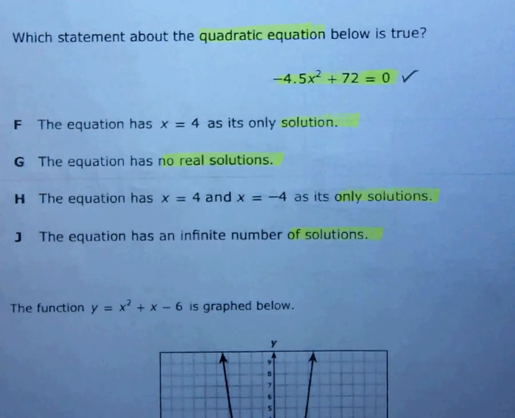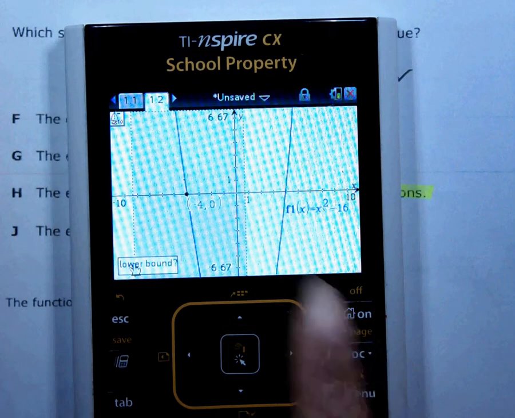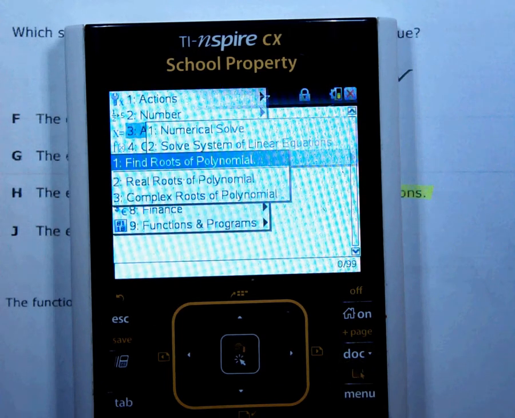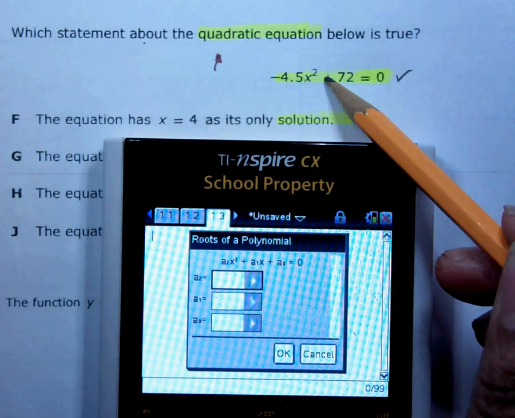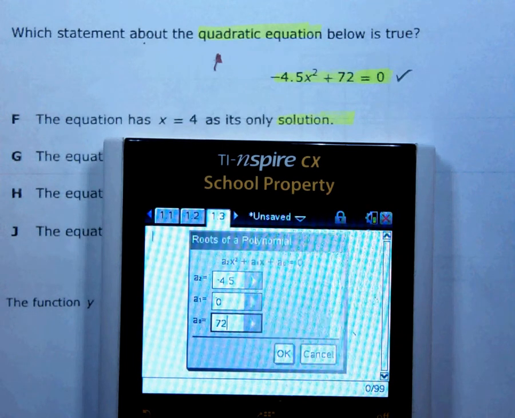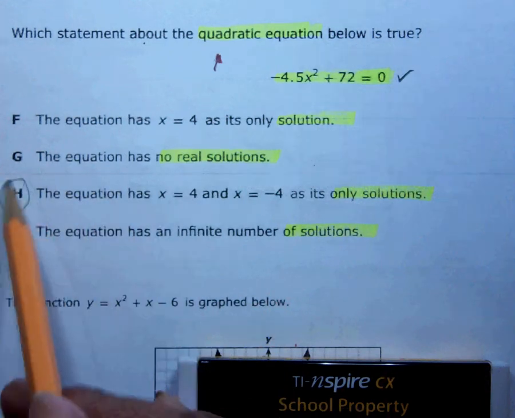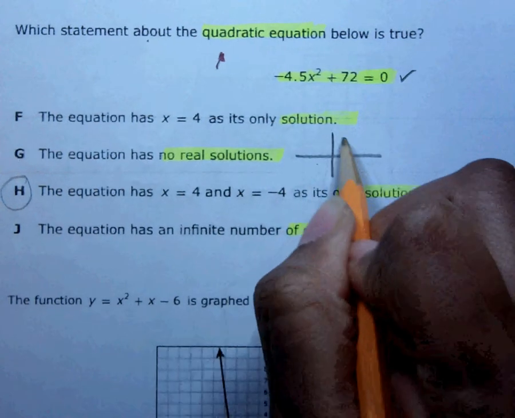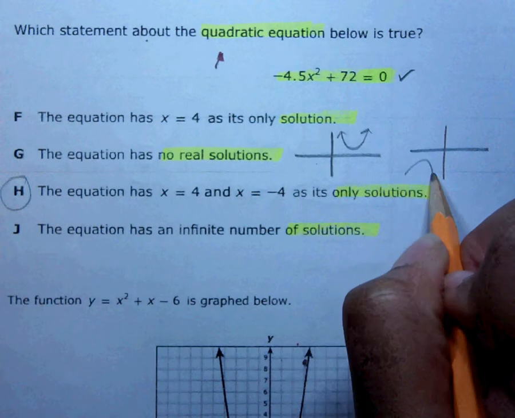And of course you can use menu 6-1 here on the graphing screen, or you could use menu 3-3-1. And be careful because they're not given B here. So -4.5, 0, and then 72. And there is your solution set, which makes the answer be H. G is not going to be the answer because G means that it doesn't touch the x-axis at all. It has no real solutions like we talked about on the first page.